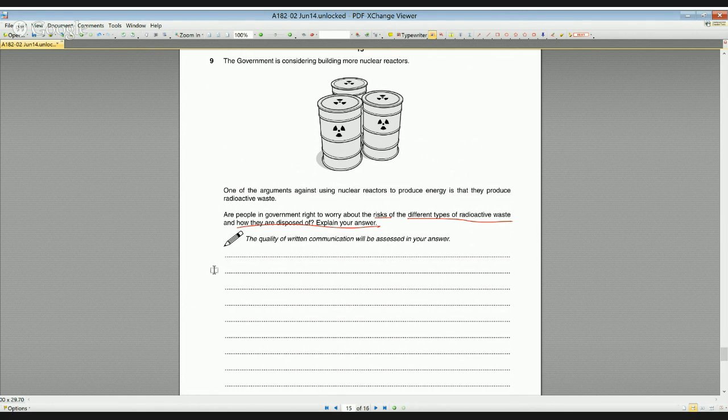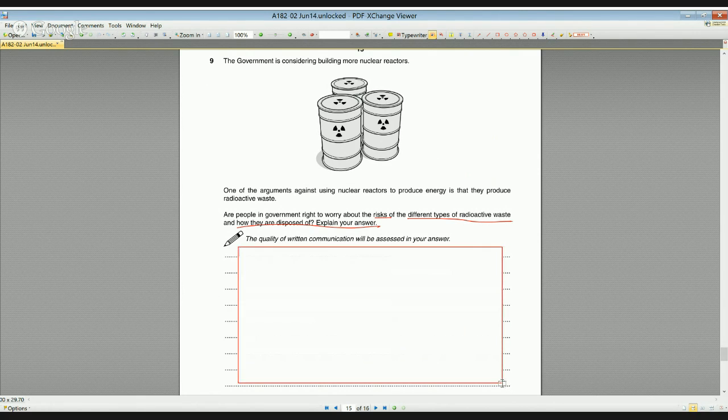What are the risks related to radioactivity? So radioactive waste emits ionizing radiation. This can cause cancer. That's the risk. We need to consider now the different types of waste, and you simply need to learn these three types of waste, what they are and how they're disposed of.